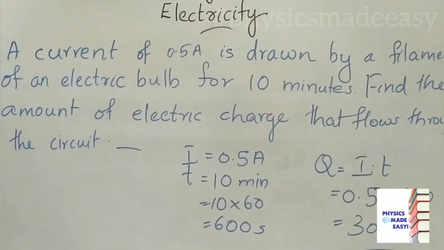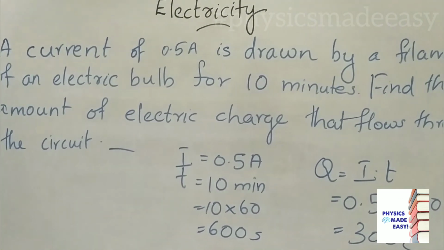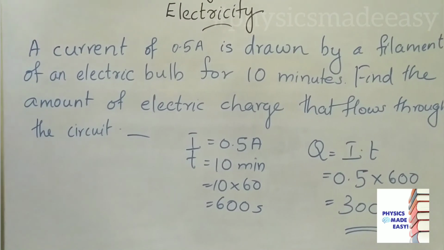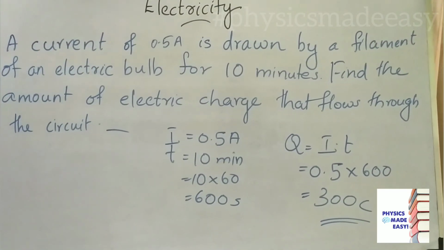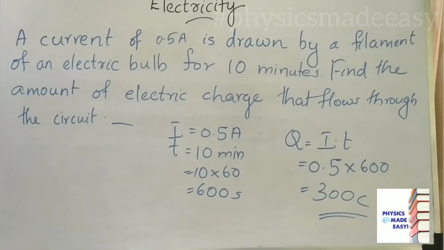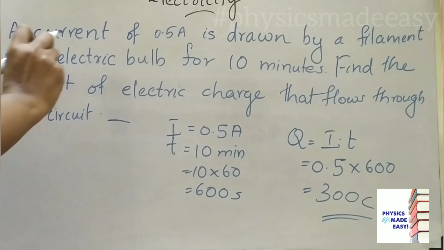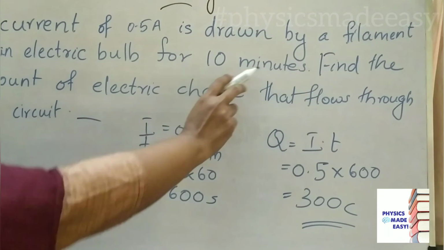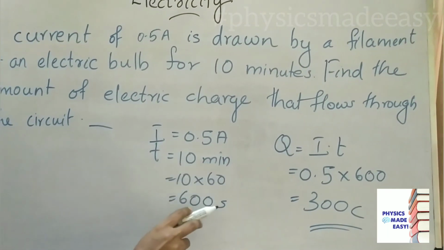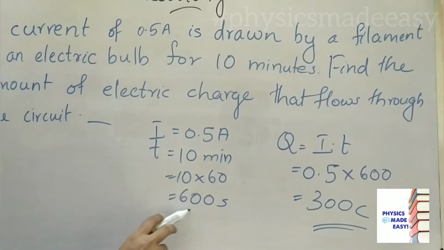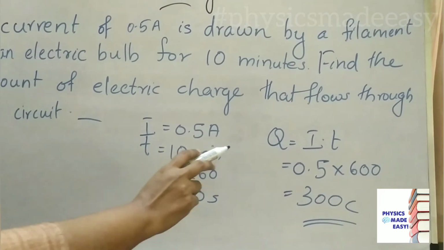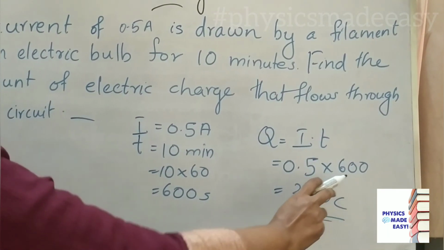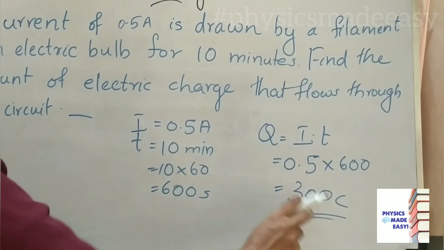Let us do one problem. A current of 0.5 ampere is drawn by a filament of an electric bulb for 10 minutes. Find the amount of electric charge that flows through the circuit. You can see current is given, I is 0.5 ampere, time 10 minutes. You have to convert that into seconds: 10 into 60, 600 seconds. Then we have the equation Q is equal to I into T, 0.5 into 600. You will get 300 coulomb.